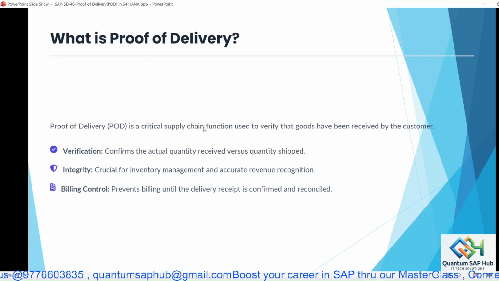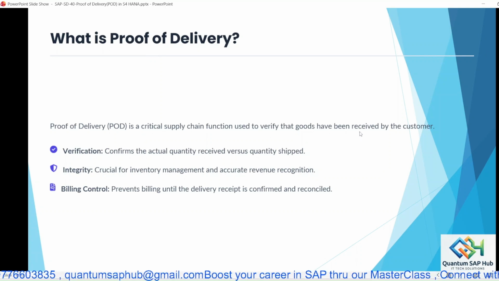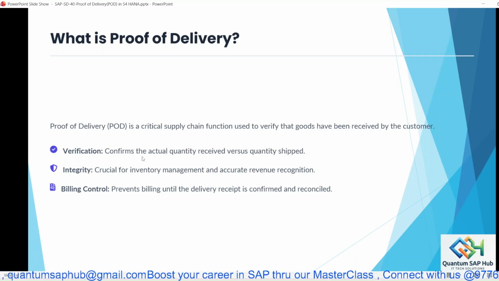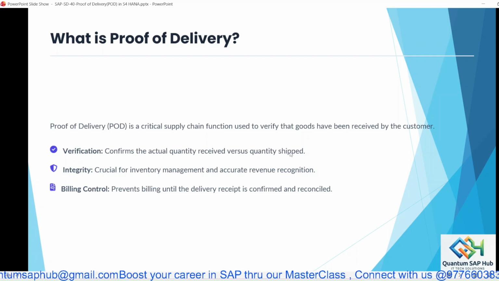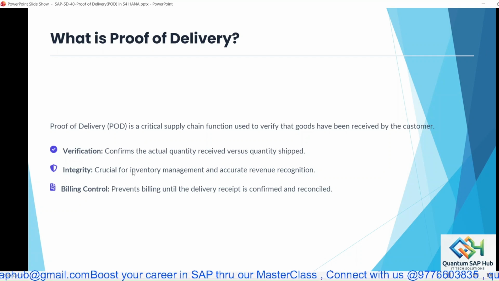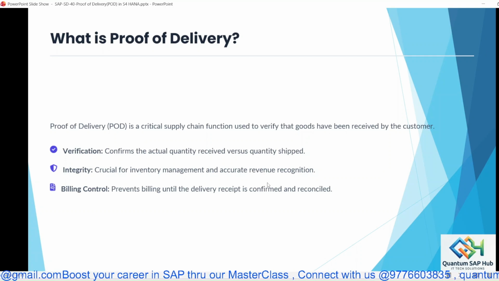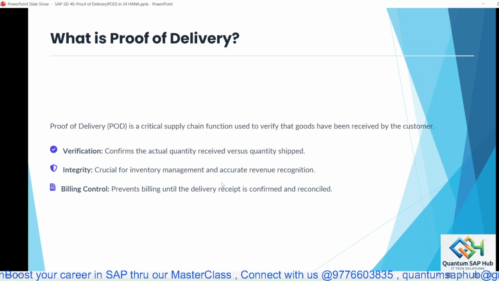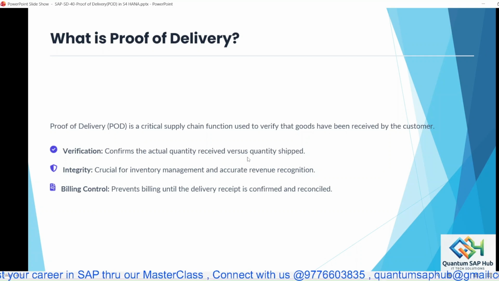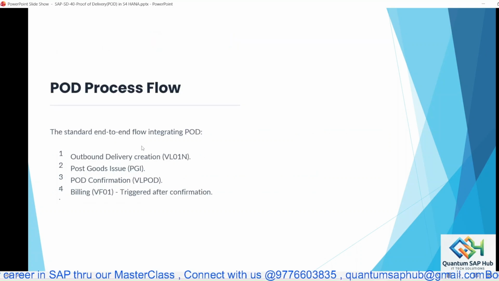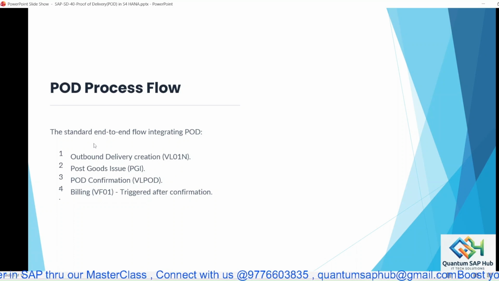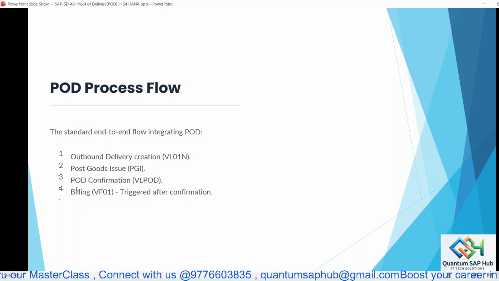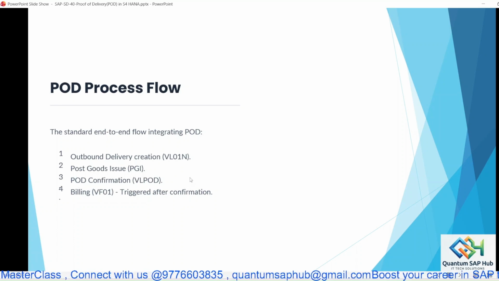It is a critical supply chain function used to verify that goods have been received by the customer. So what are you verifying? Confirming the actual quantity received versus quantity shipped, and integrity, crucial for inventory management and accurate revenue recognition. Billing control prevents billing until the delivery receipt is confirmed or reconciled. The end-to-end flow is sales order creation, then outbound delivery, then PGI, then Fiori confirmation, then billing.